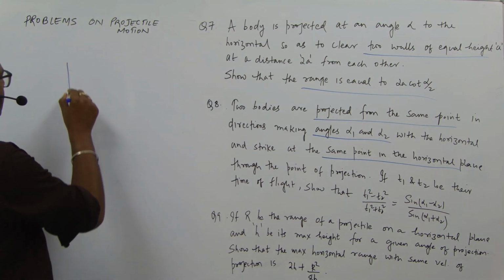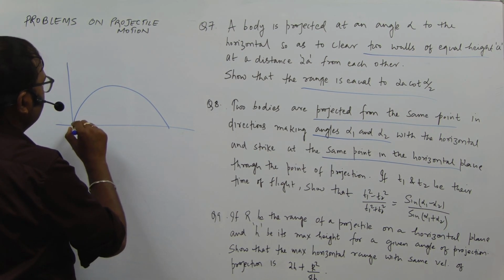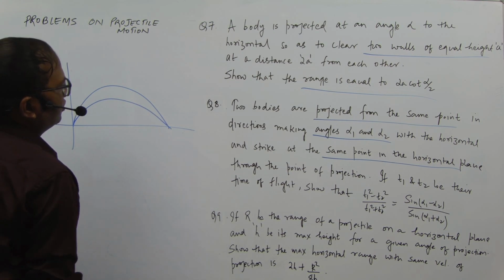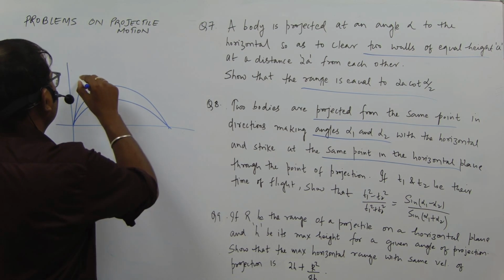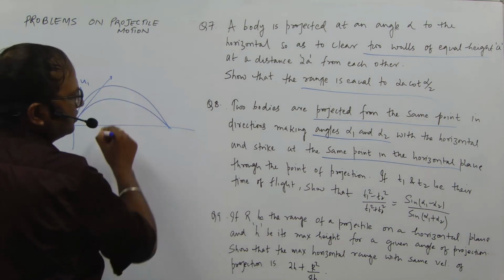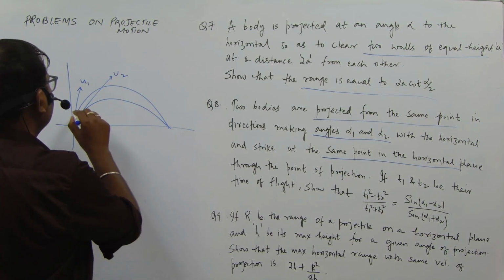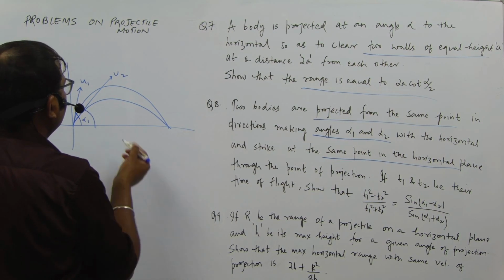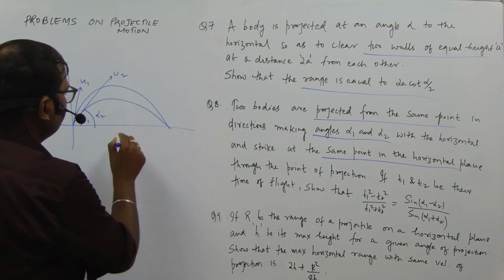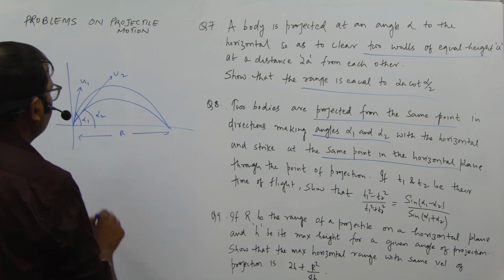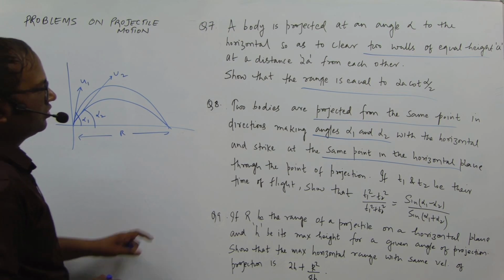Okay, so what is given in the question is two bodies. This is the movement of the first body, this is the movement of the second body. So let us consider the initial velocity of the first projectile as u1 and the second one as u2. The inclination of the first projectile is alpha 1 and let us consider the inclination of the second projectile as alpha 2. So range is same for both the projectiles and the initial velocities are u1 and u2.